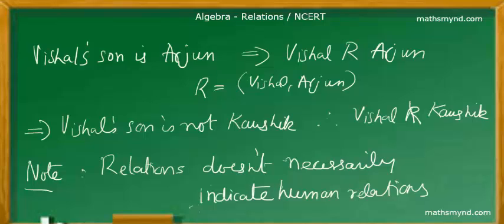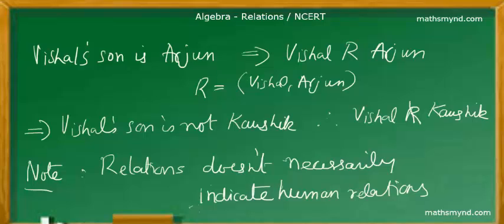So going on, we have the case of Vishal's son is Arjun. That's the relation, and how is it represented? You put a capital letter R in between. There's Vishal R Arjun, and the ordered pair is Vishal comma Arjun. What about Kaushik? We know that he is not the son of Vishal, so in that case, it's not a relation. So you have to cancel out the capital R to indicate that it's not a relation.